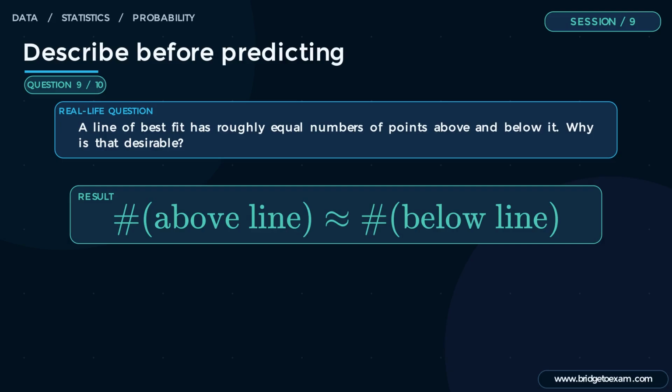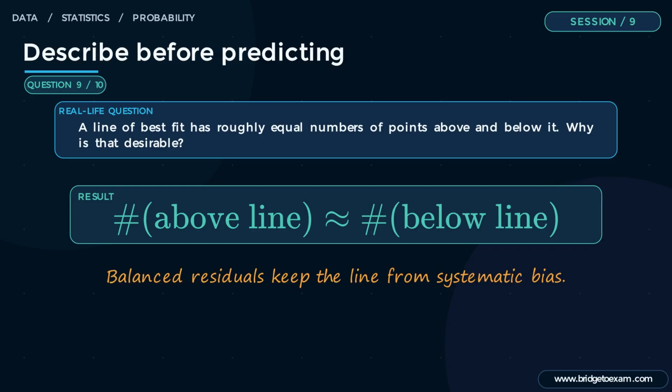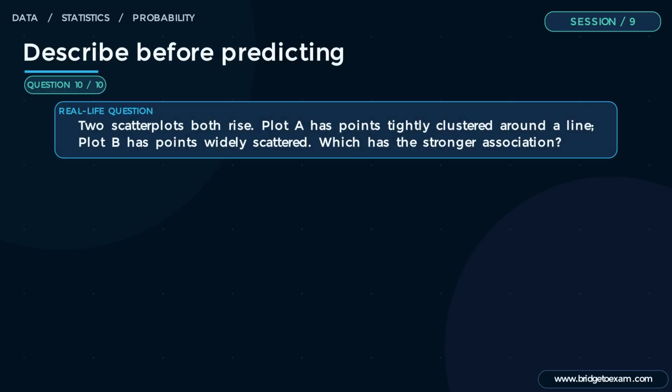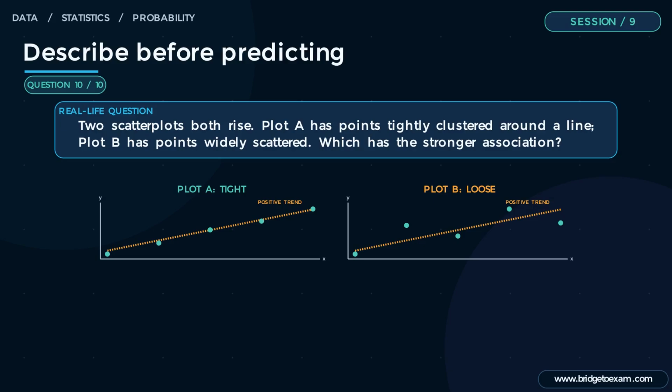This matters in real life because balanced models help planners avoid consistently overestimating or underestimating outcomes. Example 10. Two scatterplots both rise. Plot A has points tightly clustered around a line. Plot B has points widely scattered. Which has the stronger association?